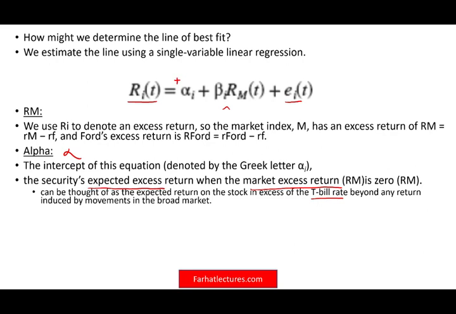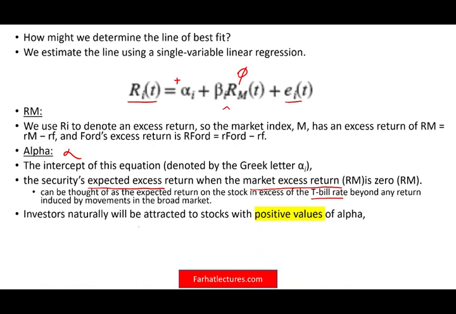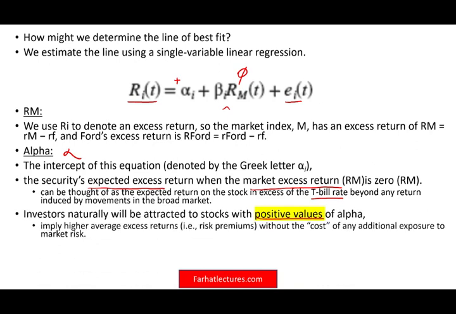Why is positive good? Because what we're saying is, although you have no excess return because this is zero, you still have some return. The stock still earns something even without the risk premium. Investors naturally will be attracted to stocks with positive alpha. It implies a higher average excess return without the cost of any additional exposure to the market. So simply put, you have a return even without any exposure to the market. That's why you want this alpha to be positive.